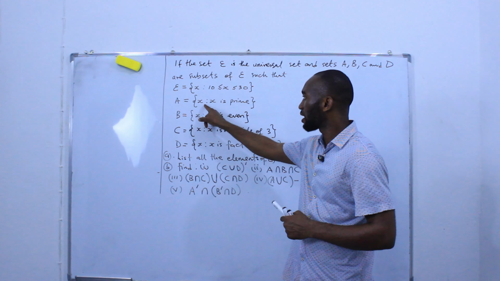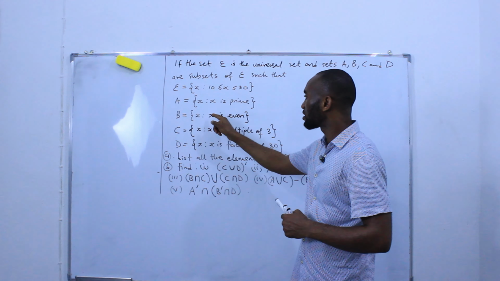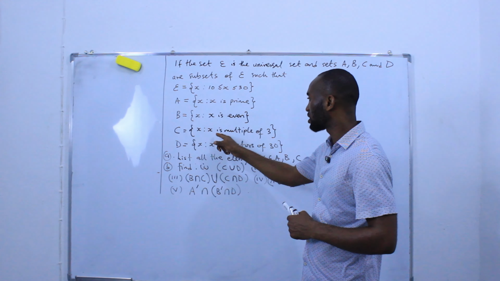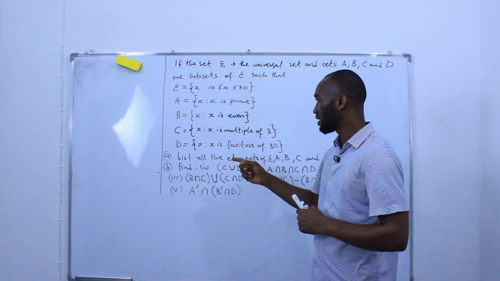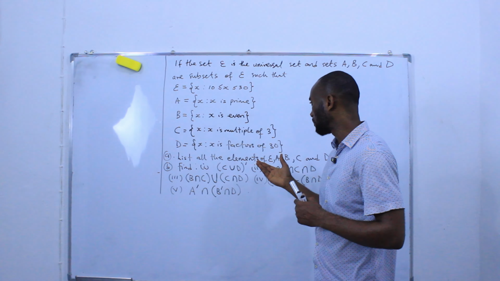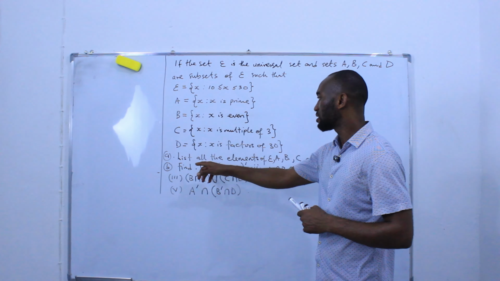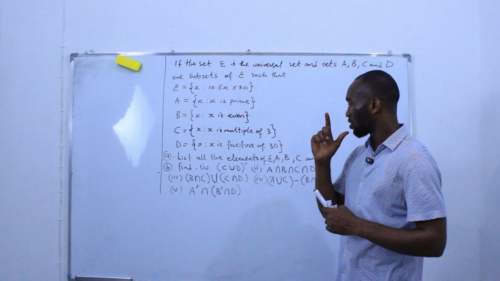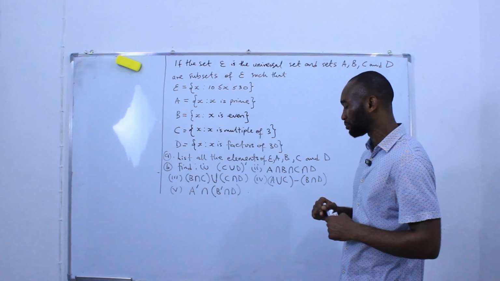A is equal to X, such that X is prime. B is equal to X, such that X is even. C is equal to X, such that X is a multiple of 3. D is equal to X, such that X is factors of 30. Question A says, list all the elements of sets E, A, B, C, and D.